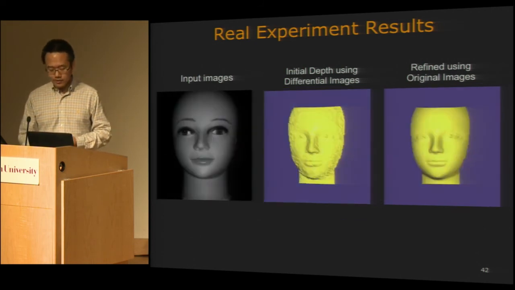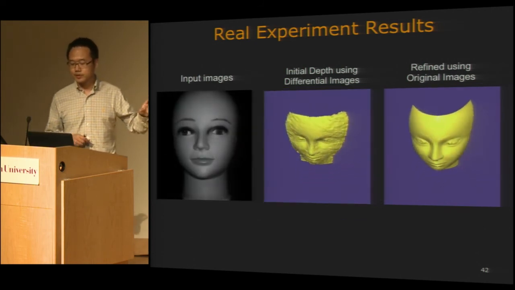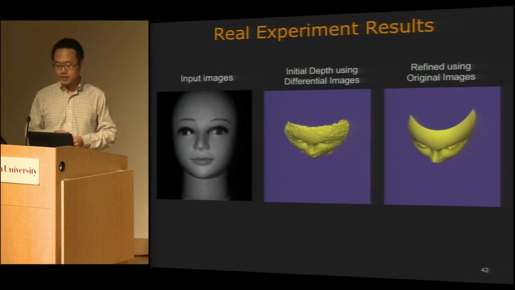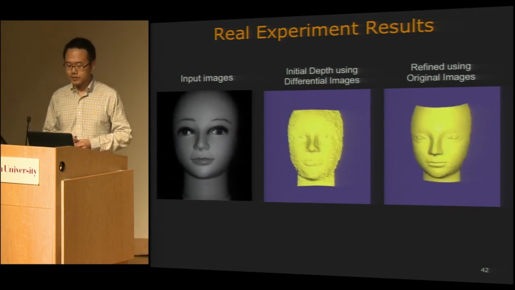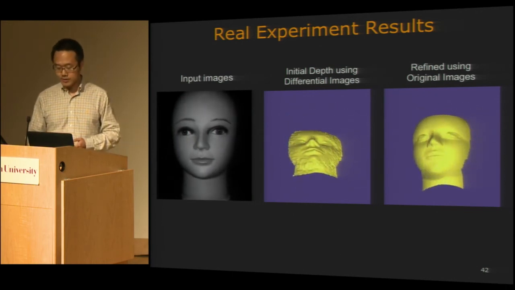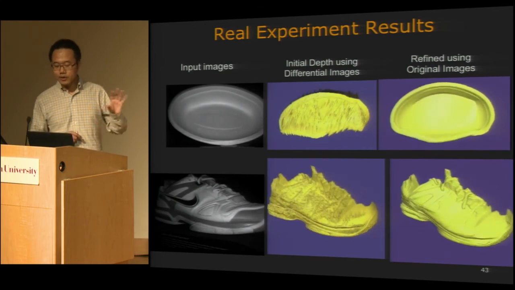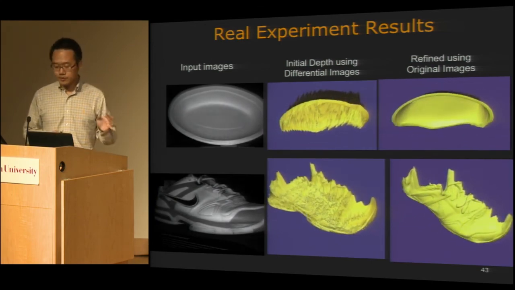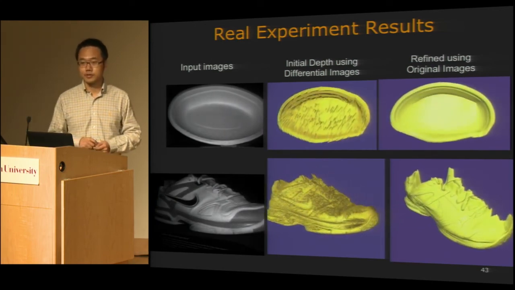And also note that the reconstruction using the differential image is noisy, but it captures overall depth variations, which is more important in the second stage, since the noise in the reconstruction from the first stage can be removed by using the original image.